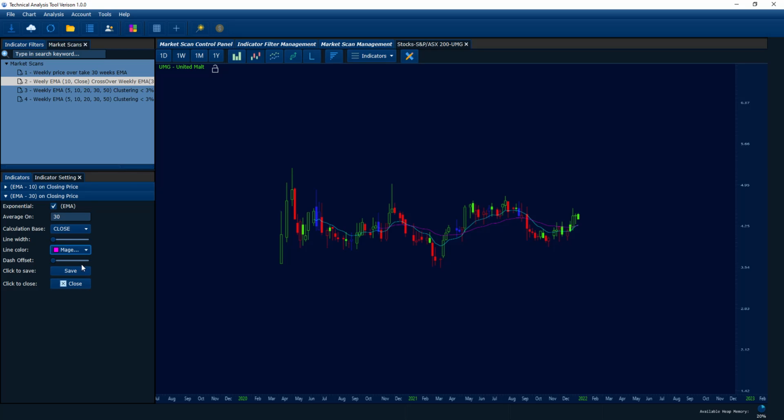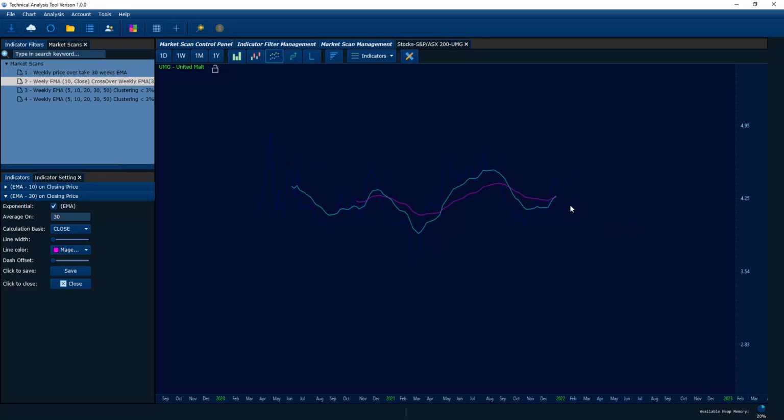Let's say we're using another color. Take a look at the EMA itself. As you can see, yes, the light blue one is slightly above the pink one, but previous week it stays obviously below the pink one. So the pink line is our slower EMA, 30 weeks EMA. So that's also another right result.